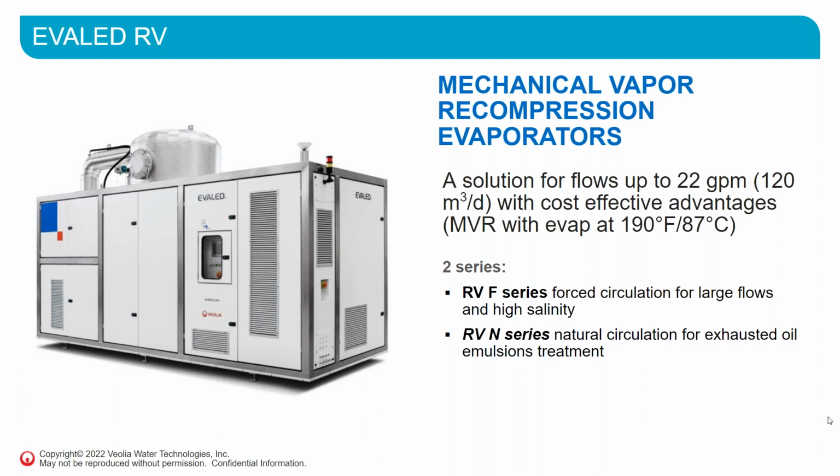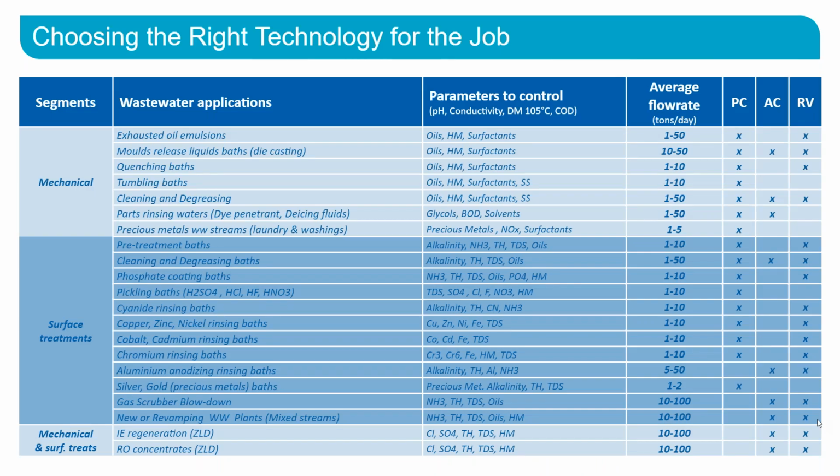Again, it has 2 series. There's a natural circulation flow, and typically that would be with exhausted oil or different oil emulsion systems. But most of the time we're going to be looking at the PC for those applications. I'm certainly not going to go through the whole list here, but there is an evaporator that can handle almost all of the wastewater applications you're looking at, within the right flow range where it would make sense. Veolia has thousands of applications out there, and we can match up the right unit and probably give you a case study or an example for all these applications.